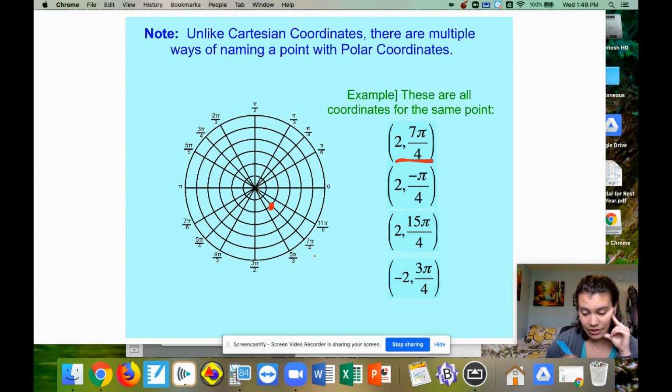But I could also call 7 pi over 4 negative pi over 4 and it would give me the same point. Or if I go to 3 pi over 4, instead of counting out positive radiuses towards my angle, I could count negative radiuses and end up at the same point. So there's an infinite number of ways to name polar coordinates.